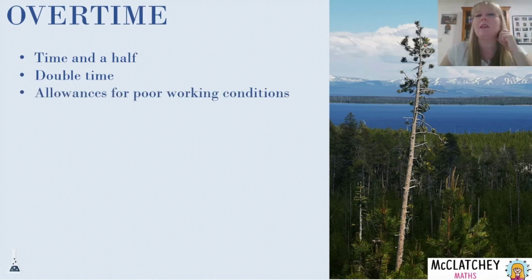We've also got something called allowances, and these are typically given for poor working conditions, and it's usually something that's been negotiated by a union. So for example, if someone had to work in rainy conditions or snowy conditions, they might be paid a little bonus on top of their normal hourly rate. It might be $2 per hour for every hour that it's snowing or every hour that it's raining.